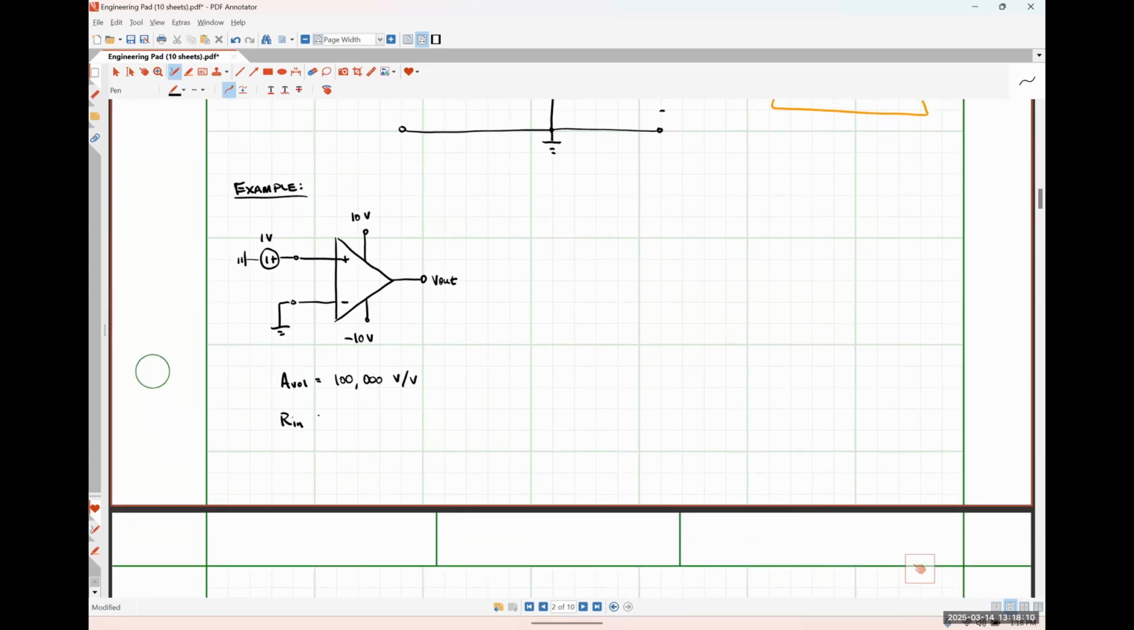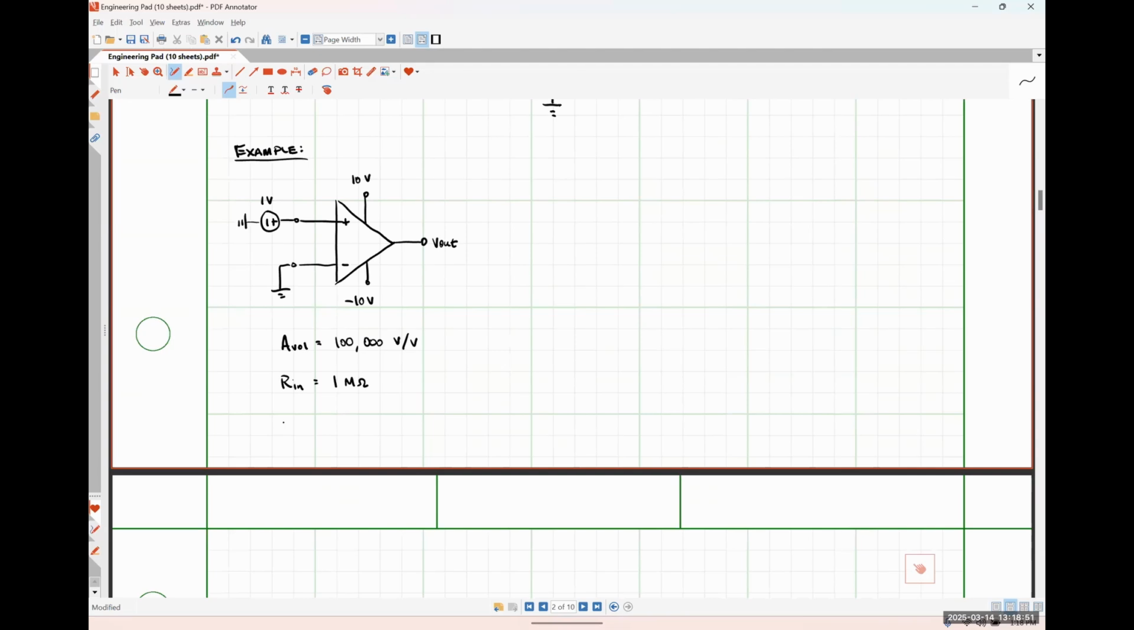Our input resistance is going to be 1 mega ohm. This is a fairly typical value for a bipolar junction transistor based op amp circuit. If it were a MOSFET based op amp, this value would probably be closer to 1 tera ohm, or 1 times 10 to the 12 ohms, because of how MOSFET transistors are constructed. So 1 mega ohm is a pretty reasonable value for a BJT based op amp.